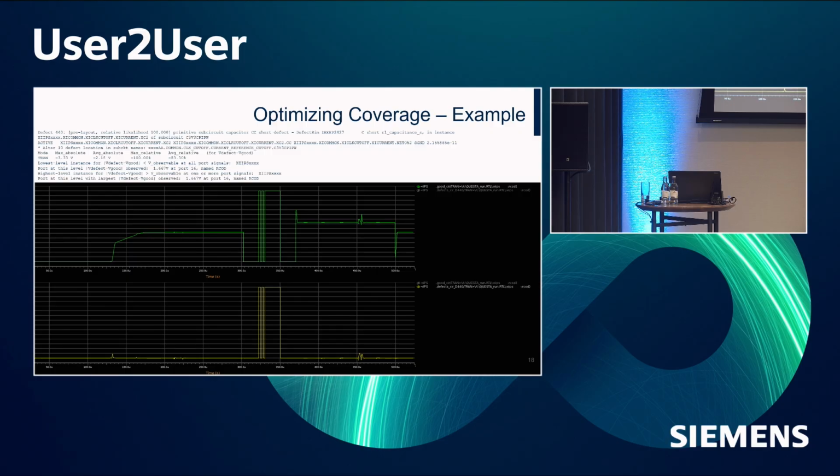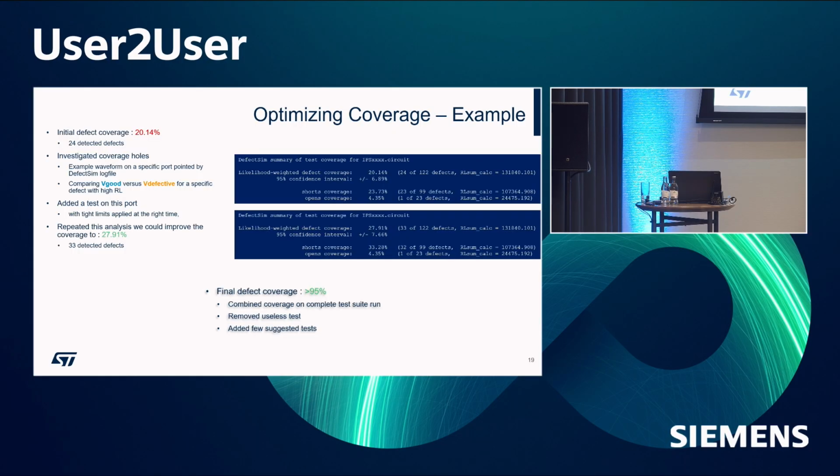The tool told us that this was a nice spot, a nice test to be added. And we also have the metrics for this exercise. At the very first run of the tool, out of the 128 defects we asked the tool to inject, we detected just 24 of them, reaching a low analog coverage in the range of 20%.